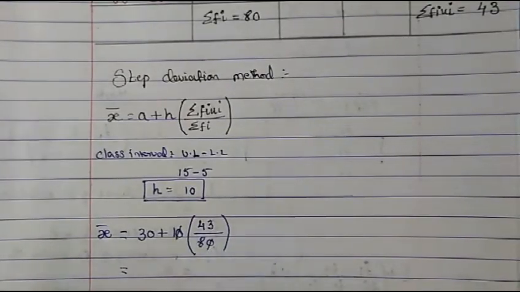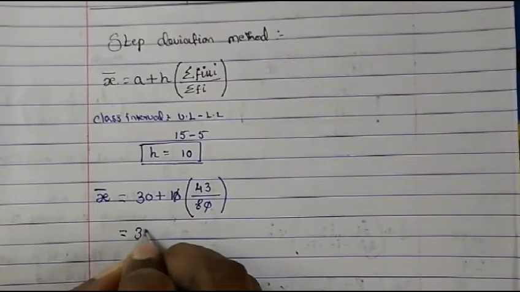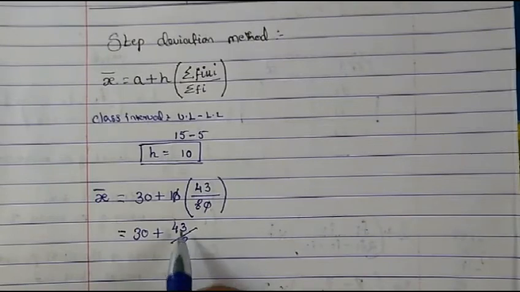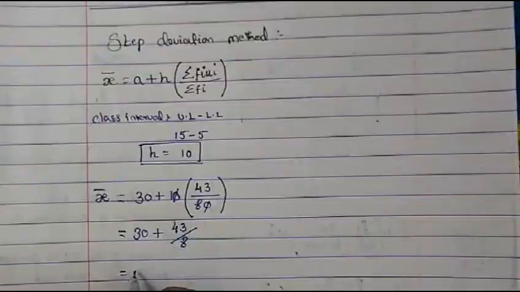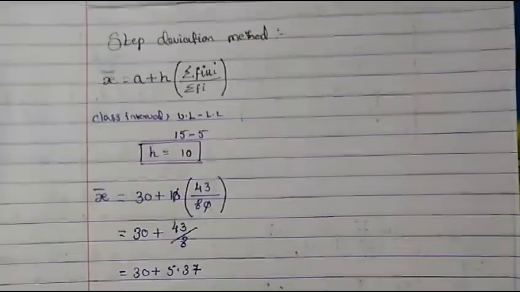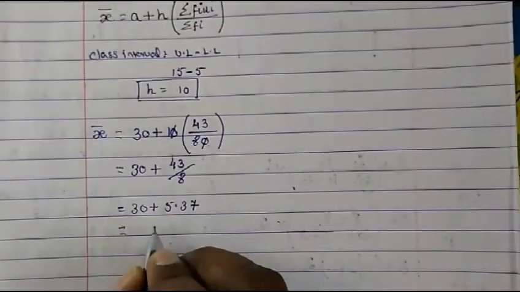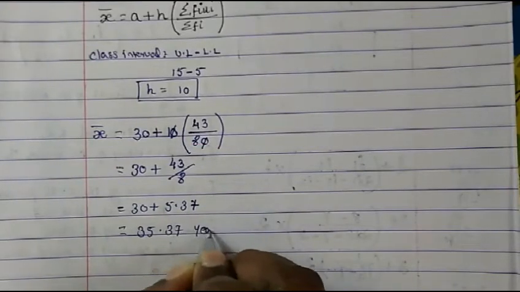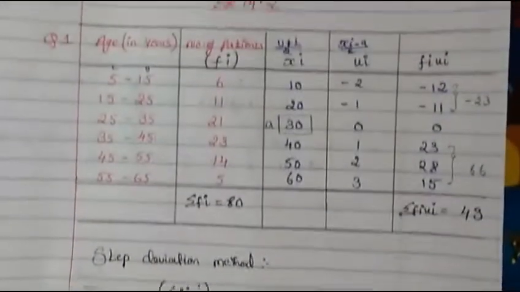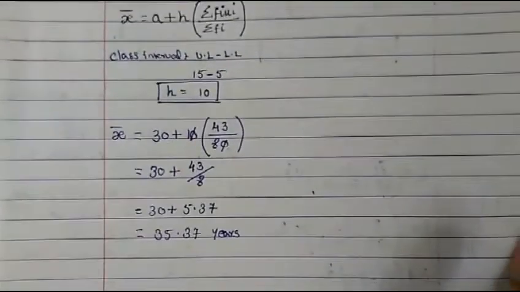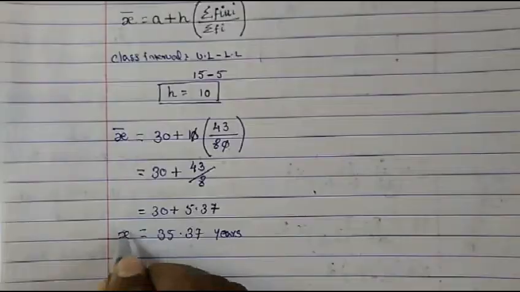So 0, 0 get cancelled. We have 30 plus 43 upon 8. Now when you divide 43 with 8, you will get 30 plus 5.37. So then when you total it, you will get 35.37 years, because it is in years, right? Age is in years, that's why we write years. So now we got the mean, we found out the mean.